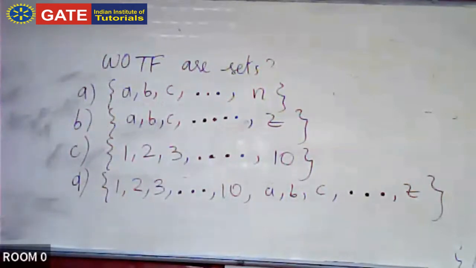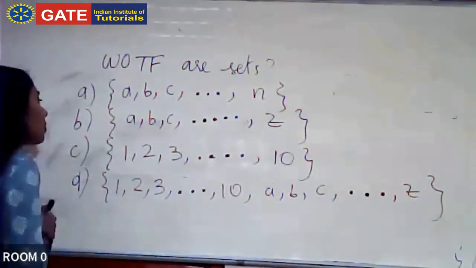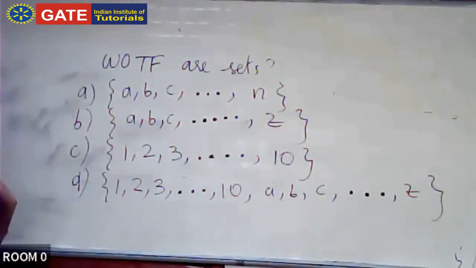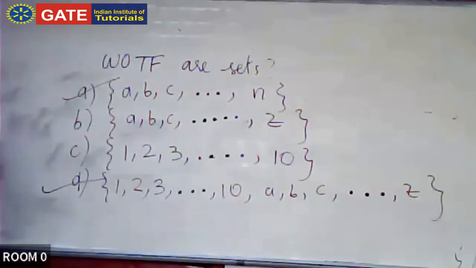So which of the following are sets? That is wrong. Not C and D. All? That is also wrong. So I'll tell you what the concept is here. The answer is A and D.